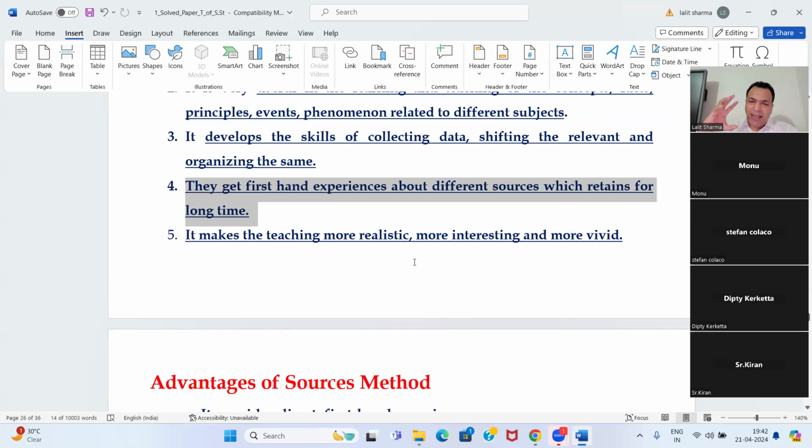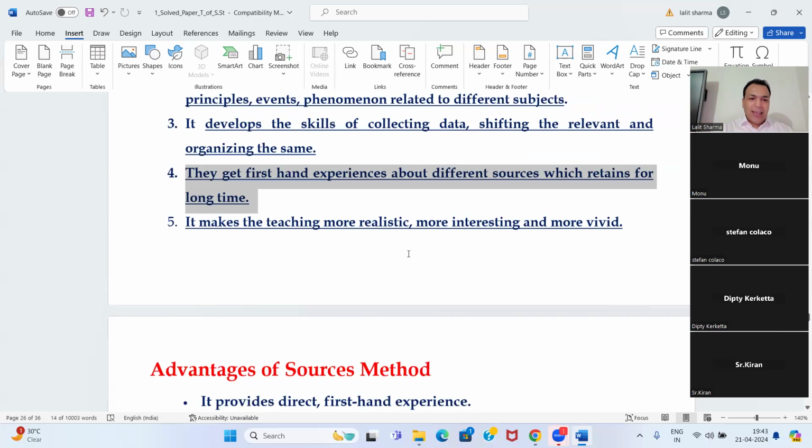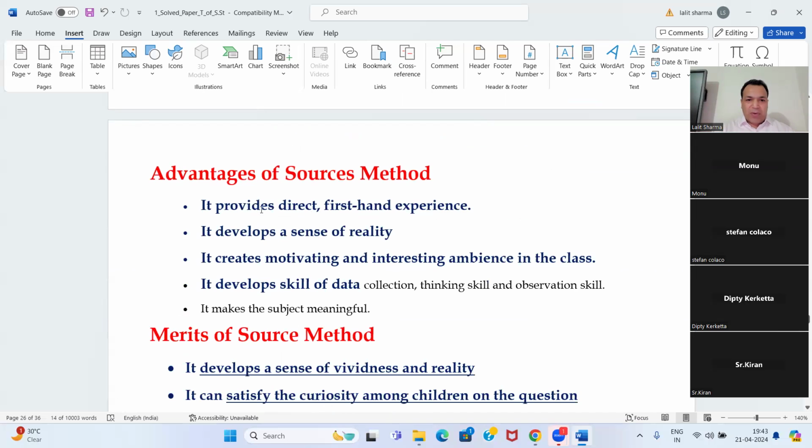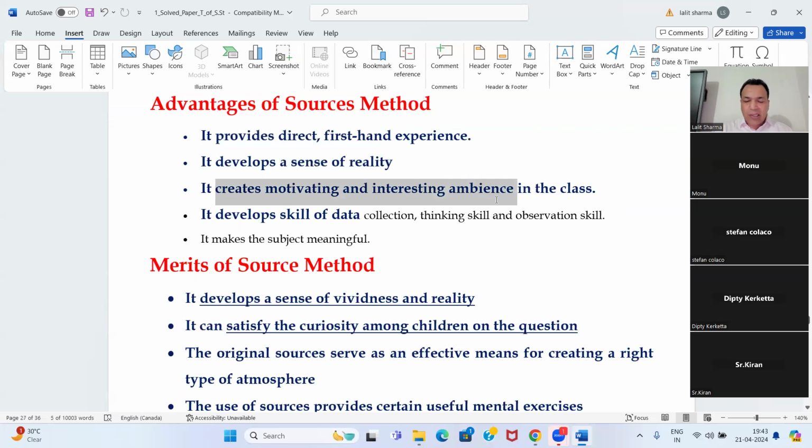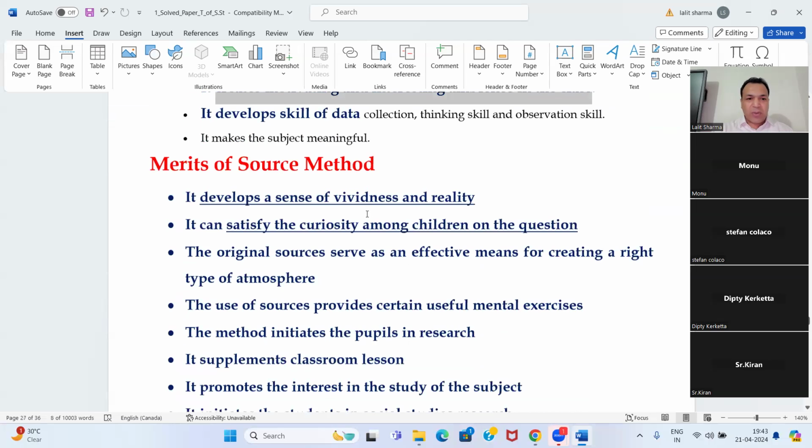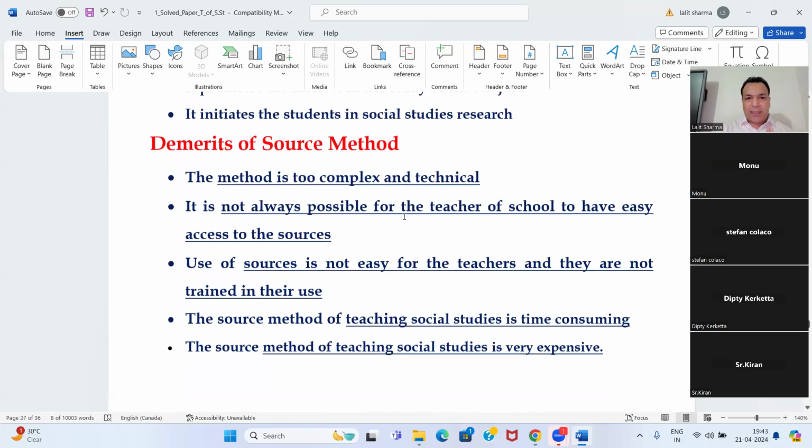सो इसमें ना मीन्स इफ यू नो द टीच डिफरेंट डिफरेंट इवैल्यूएशन टेक्निक्स, डिफरेंट मेथड्स, तो गाइज बेसिकली इट ब्रिंग्स वैरायटी इन योर टीचिंग. ओके, सो सारा साल ऐसे खड़े होके पढ़ाते नहीं रहना है बच्चों को. ओके, यू हैव टू यूज डिफरेंट डिफरेंट थिंग्स. Advantages of a source method: provides direct first-hand experience, develops a sense of reality, creates motivating and interesting ambience in the class. Merits of a source method, है ना, demerits आपको पता लग गए source method के.